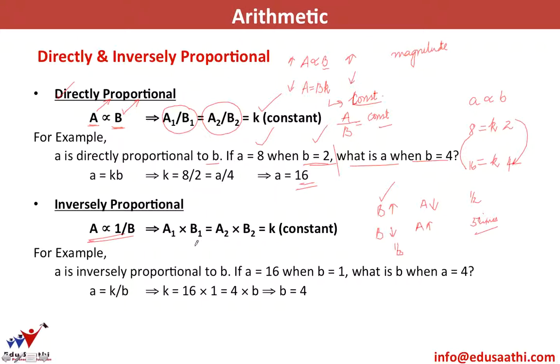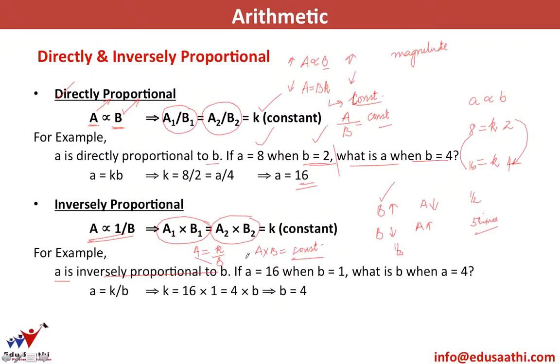And if I have to write it in an equation, I'll write it as A is equal to K by B. So if I just multiply, the product of A into B will always remain constant. So under different circumstances, the product of A1, B1 will be equal to the product of A2, B2 and so on. Let's look at a question.